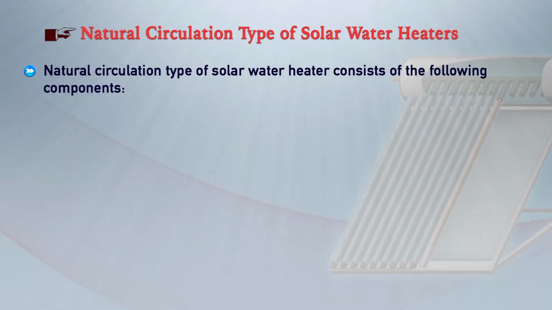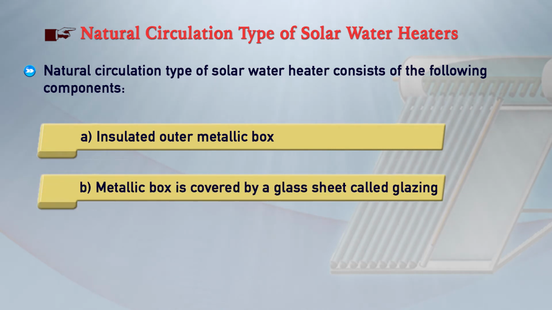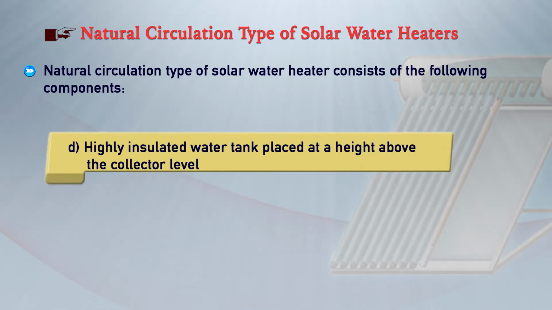Natural circulation type of solar water heater consists of the following components. First one is insulated outer metallic box. Second one is that the metallic box is covered with a glass sheet, that is called glazing. Then third component is selectively coated black metallic absorber sheets with built-in channels, and next is highly insulated water tank placed at height above the collector level.